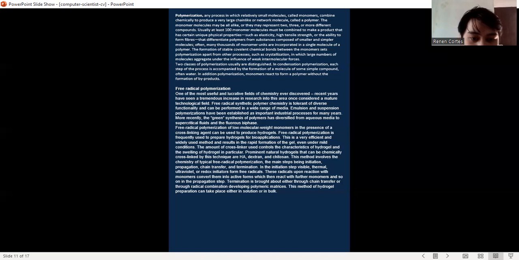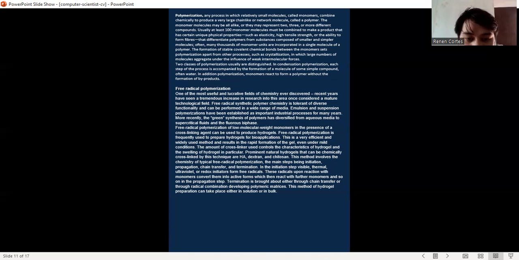Emulsion and suspension polymerization have been established as important industrial processes for many years. More recently, the green synthesis of polymers has diversified from aqueous media to supercritical fluids and the fluorous biphase. Free radical polymerization of low molecular weight monomers in the presence of a cross-linking agent can be used to produce hydrogels. Free radical polymerization is frequently used to prepare hydrogels for bio applications.